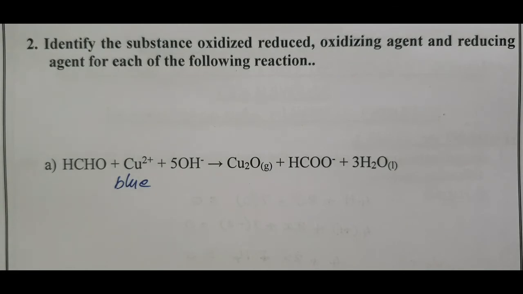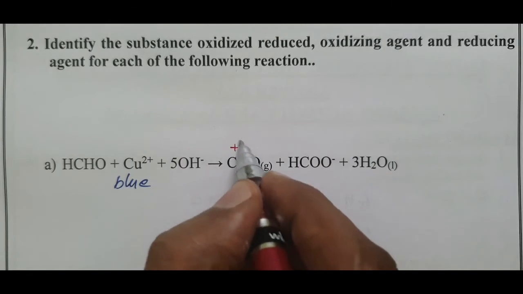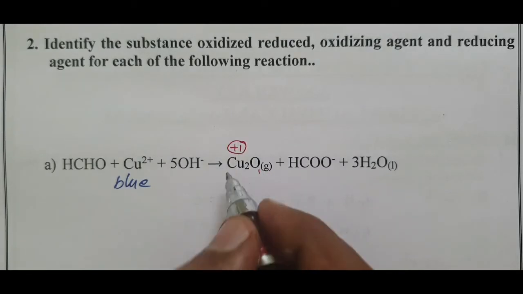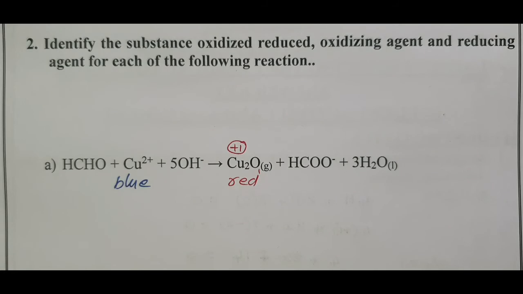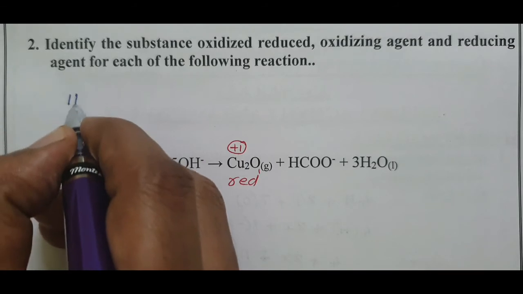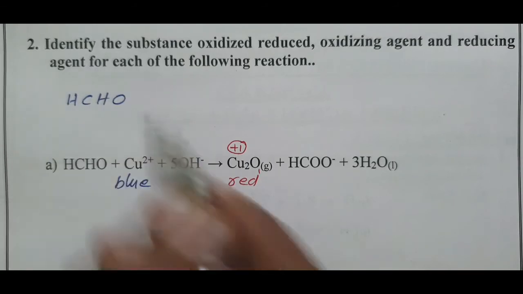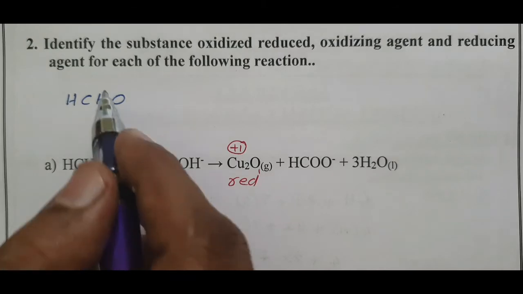When formaldehyde reduces copper 2 plus ion into copper 1 plus ion, in this copper is in plus 1 oxidation state, cuprous oxide, the color change is from blue to red. Now first we are going to determine the oxidation state of carbon in formaldehyde and carbon in formate ion. Formaldehyde is a molecule, HCHO. Simply, how to calculate the oxidation state of a particular element in a compound.